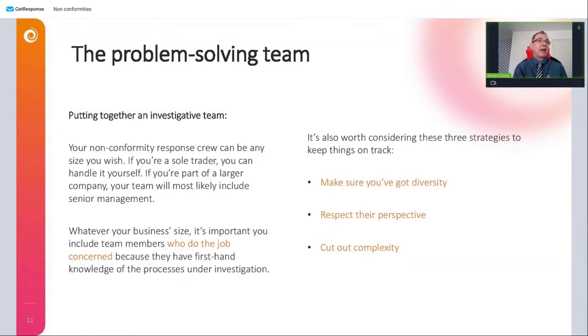It might be that I've got a background in office management, and essentially I've got a lot to offer the organization. So consider including various people, as I say, particularly the people that are involved in delivering that product or service, or that particular procedure or activity within the service delivery activity. Cutting out complexity does help. If you can keep things simple, you can get to the root cause of things very, very quickly.